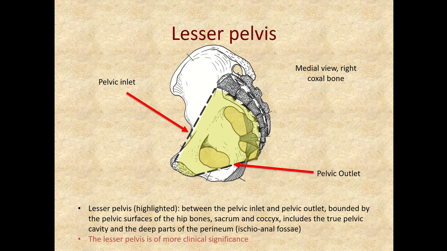Pelvic outlet being the bony encasements that, for say, the fetal head would have to pass through to get out of the pelvis. So the lesser pelvis has a lot of clinical significance because this is where the viscera of the pelvic cavity resides, and it's where a lot of the important neurovascular structures of the pelvic cavity resides.